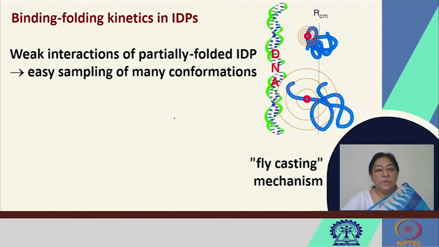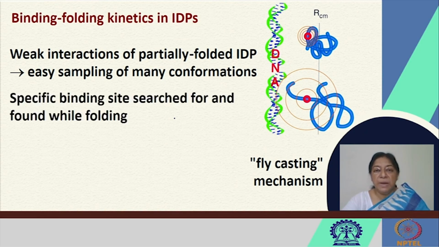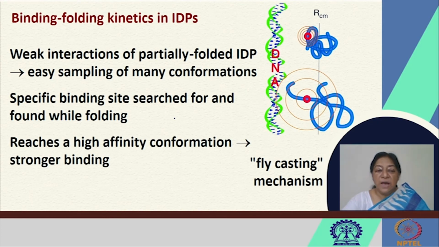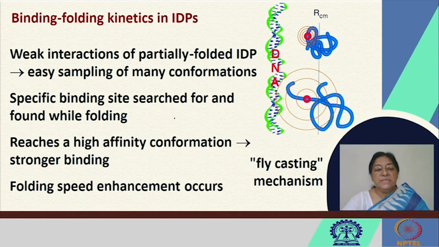If we look at the binding folding kinetics in these IDPs, there are weak interactions of these partially folded IDPs, but what can happen is it is possible for them to sample many conformations given that they do not have a rigid three-dimensional structure. As a result, the specific binding site can be searched for and found while the folding is occurring. This gives a high affinity conformation with stronger binding possible because it can sample different types of conformations. This then enhances the folding speed as well.